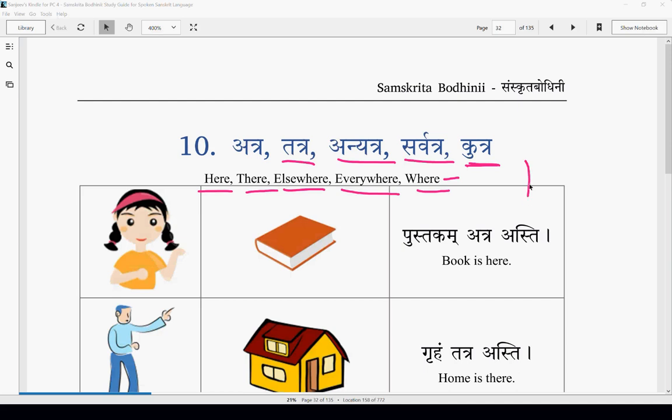See, now most of these question words in Sanskritam start with a ka syllable. Kaha, kim, kutra, etc. So here, atra, tatra, anyatra, sarvatra, kutra. So using these, there are a few sentences given here. In this one picture shown here, this short hand means it is near, it is here, and this long hand is away, tatra. So using this, you can practice some of these word sentences.